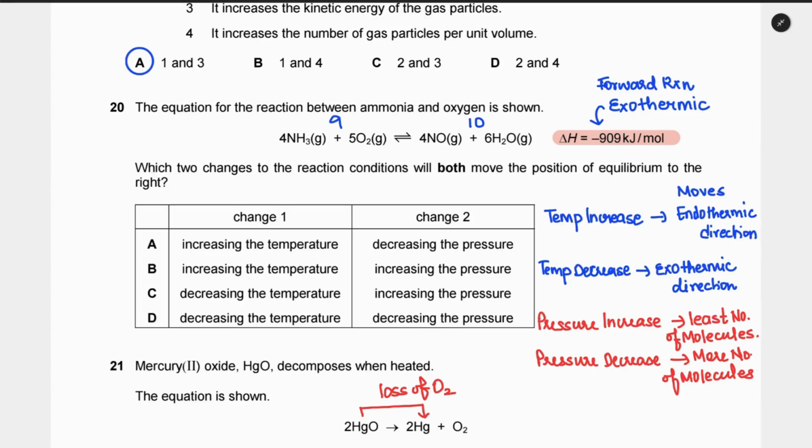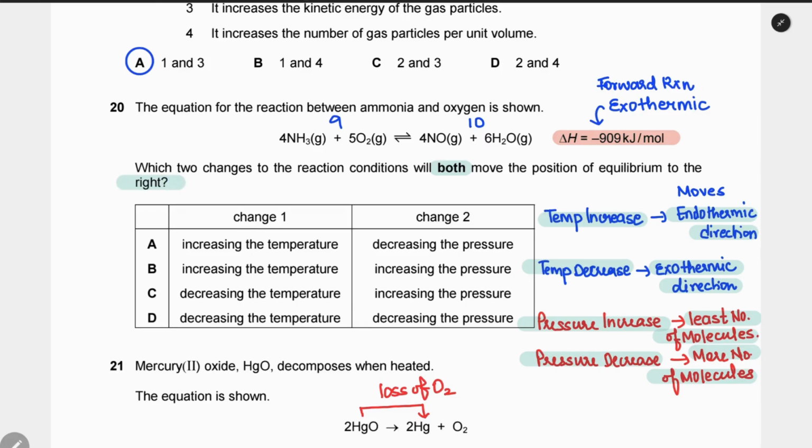Before that we must know about temperature increase and decrease. If the temperature increases, it will favor the endothermic reaction to reverse the change. If the temperature decreases, it will favor the exothermic reaction to reverse the change. If we increase the pressure, it will go towards the least number of molecules, while if we decrease the pressure, it will go towards the more number of molecules. So over here they are asking which two changes to the reaction condition will both move the position of equilibrium to the right.